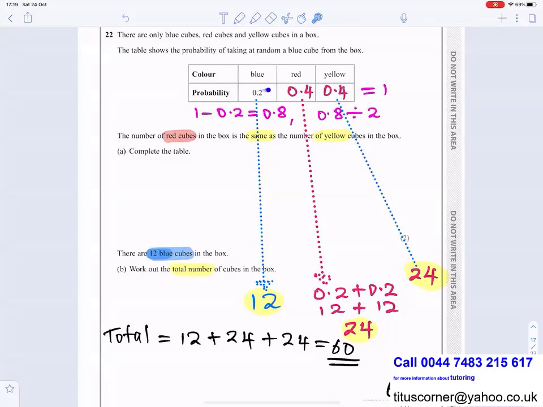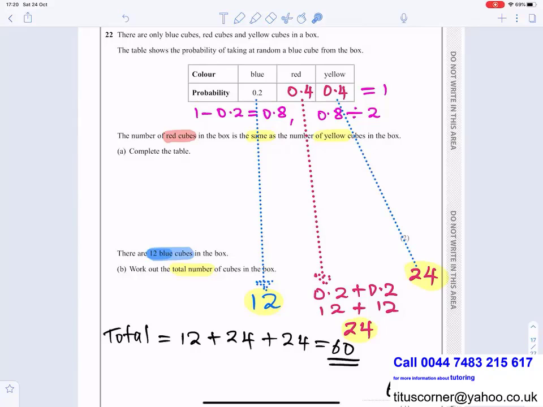And if you add all three of them, you should get 1. 0.2 plus 0.4 plus 0.4 should give you 1. That's how you complete the table. There are 12 blue cubes in the box. Part B, work out the total number of cubes in the box.